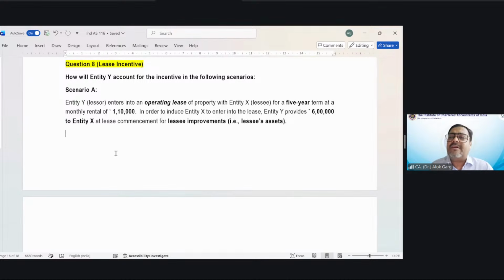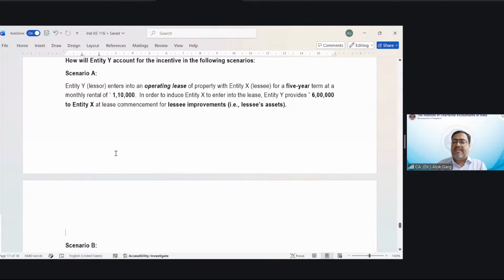But the point is, at the first point, this lessor has given 6 lakh rupees. So there will be a credit to bank, right? Of course it will be credit to bank, 6 lakh rupees. That is okay. But what will be debited? My dear friends, the standard says that in case of operating lease, the lessor has to do the accounting on a straight line basis.